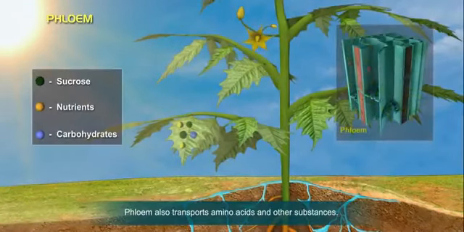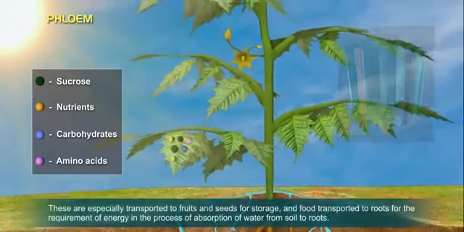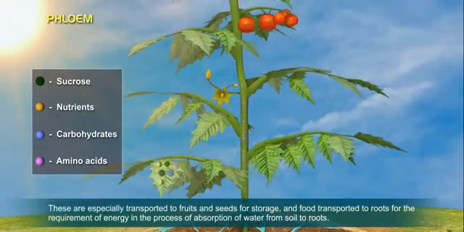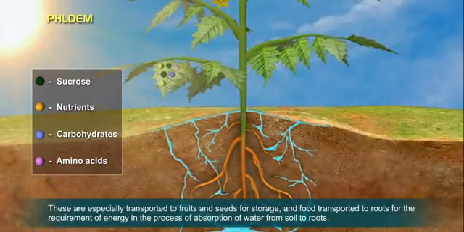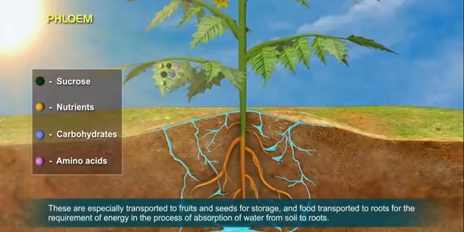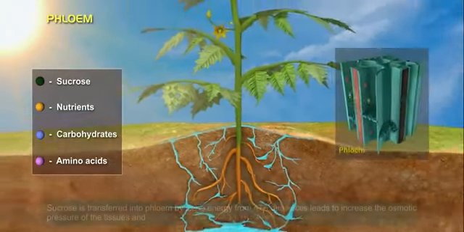Phloem also transports amino acids and other substances. These are especially transported to fruits and seeds for storage, and food is transported to roots for the requirement of energy in the process of absorption of water from soil to roots.